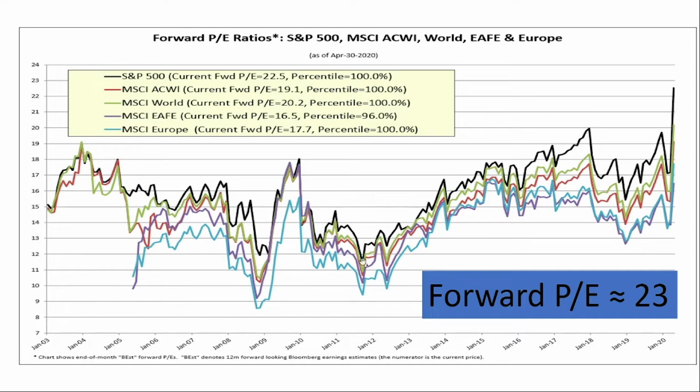On a trailing basis, the S&P was at 20. On a forward basis, it's at 23. You can see the black line here. It was just shy of 23. And you can also see we're in the 100th percentile. This chart only goes back to 2003, but we're at the most expensive level by far that we've ever seen in recent history.